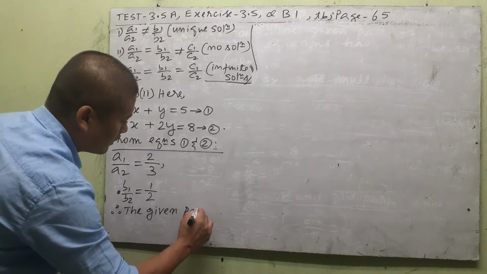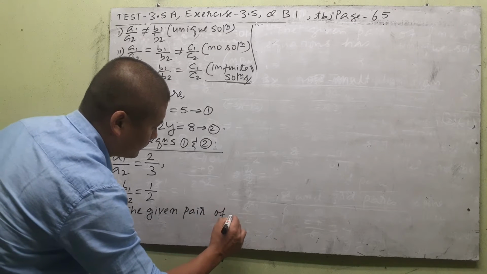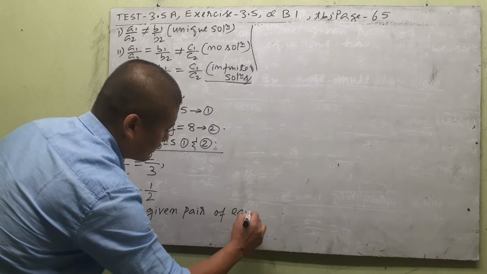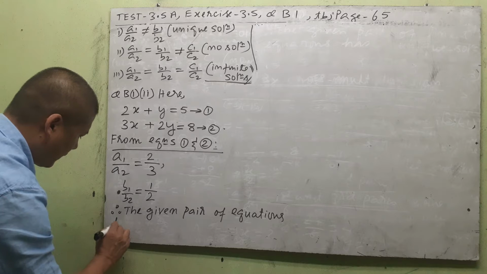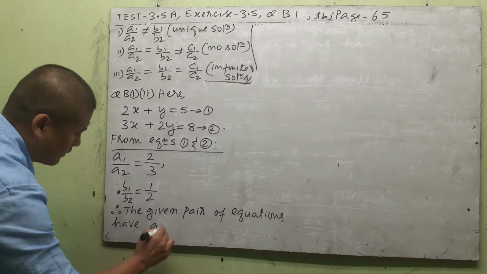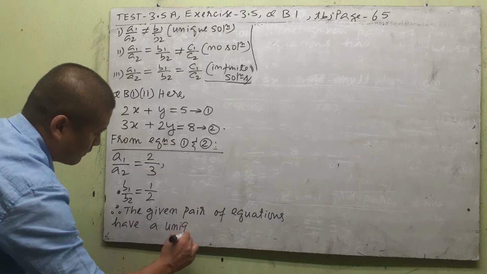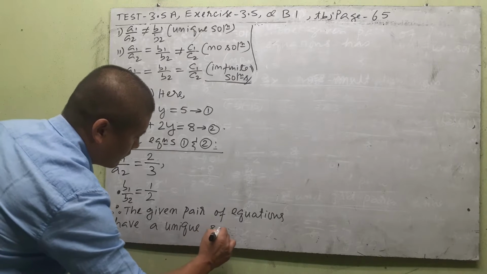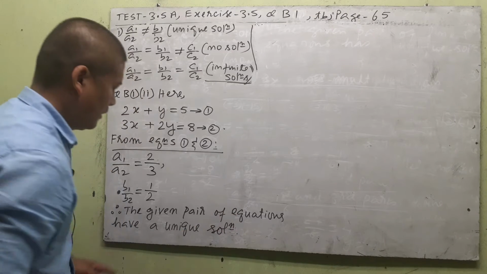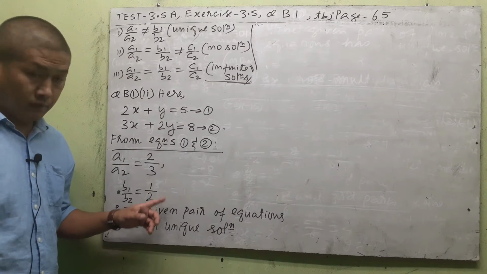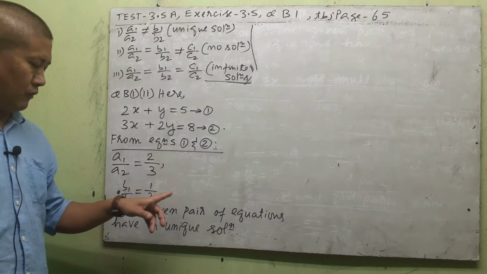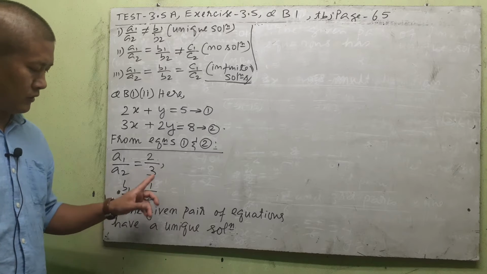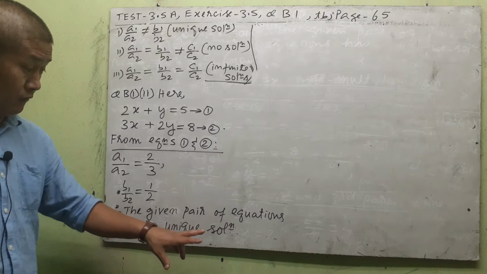pair of equations, that means the given pair of linear equations, have a unique solution. By that we mean they will have one value of x and one value of y. So we can solve by cross multiplication now, because in case of unique solution, there will be only one value of x and one value of y.